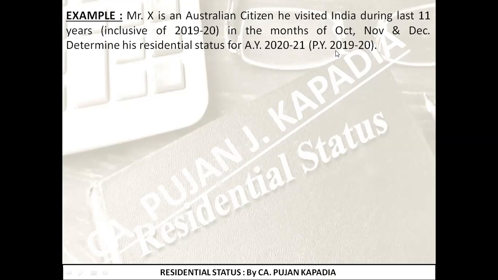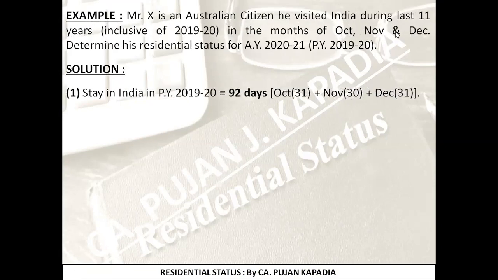So what I am knowing by this particular example is Mr. X, he is coming to India since last 11 years. He is having the same time of arrival. He is in India for the months of October, November, and December. So let's check out the solution. The first condition says he should be in India for at least 182 days in the current year.